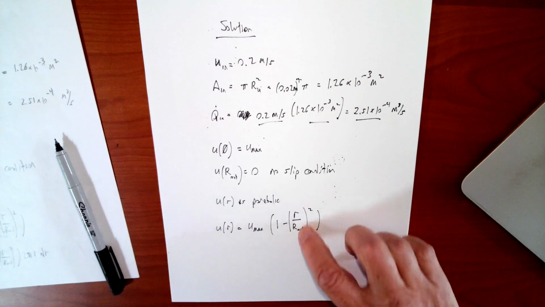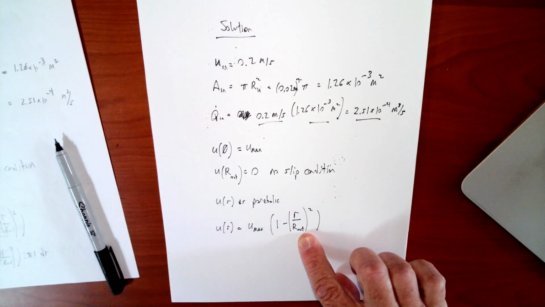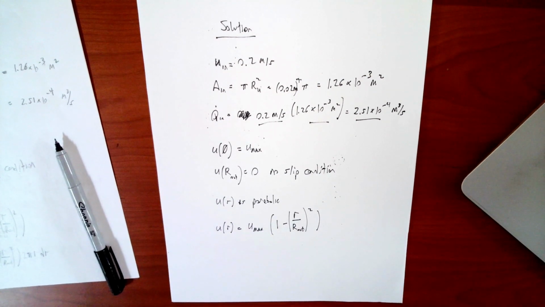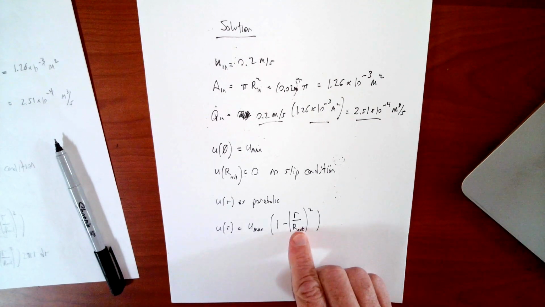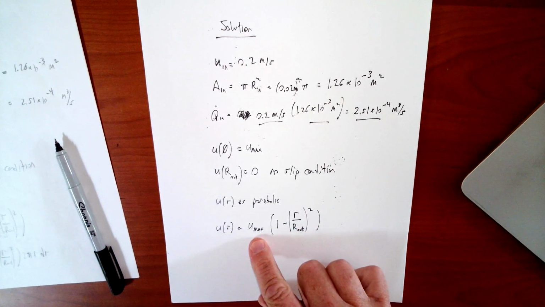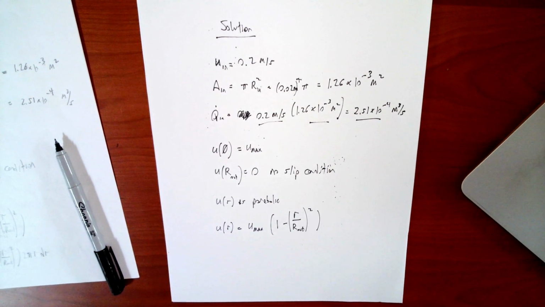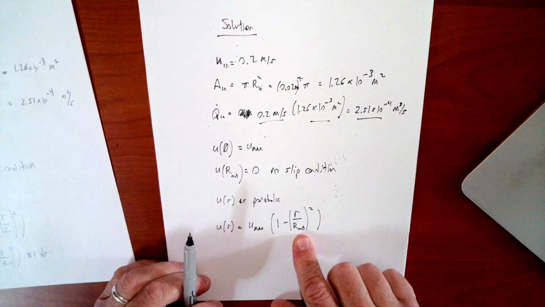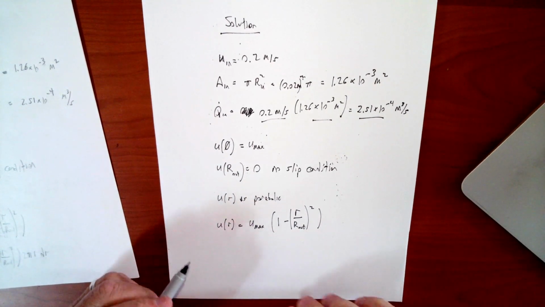So when R is equal to the maximum radius of the outlet, this 1 minus 1 goes to 0, and that gives you 0 velocity, the no slip condition. When R is equal to 0, it goes to 1 minus 0, which gives you U max as the center velocity, the maximum velocity in the center. And finally, it is parabolic, of course, because this is all R squared. So that's a parabolic velocity profile.